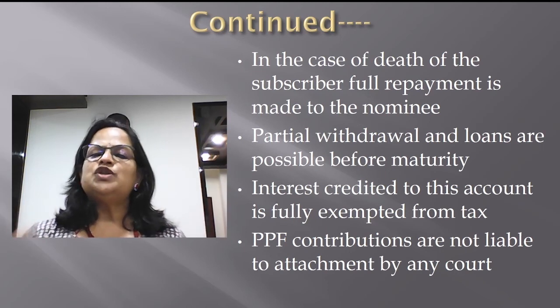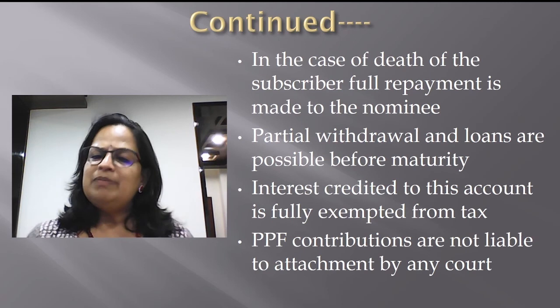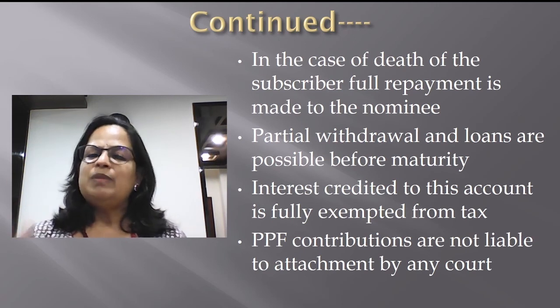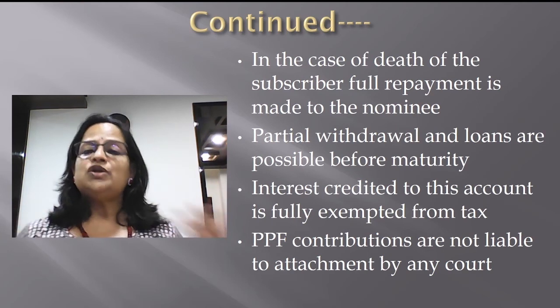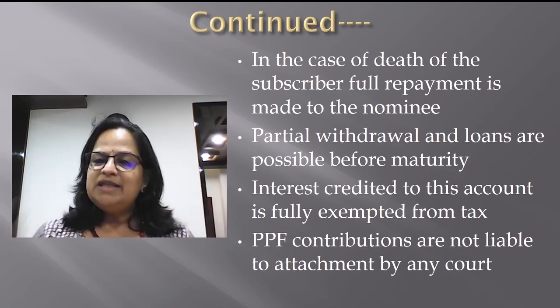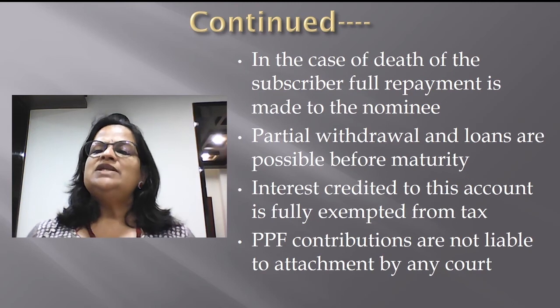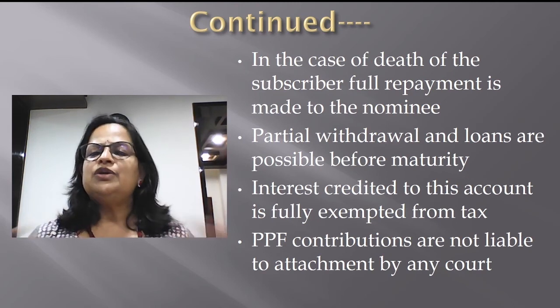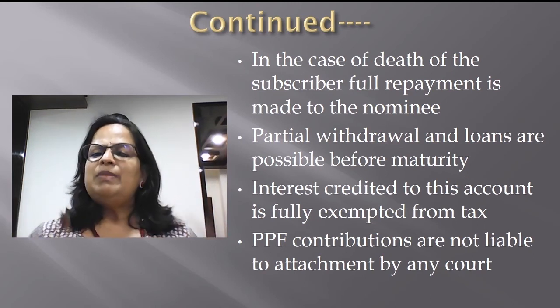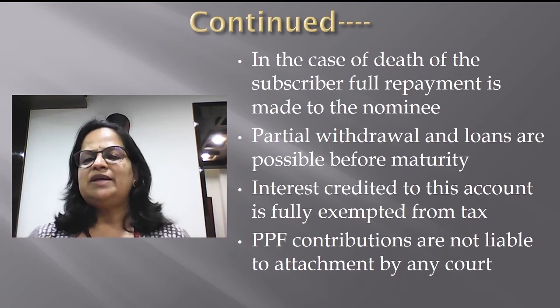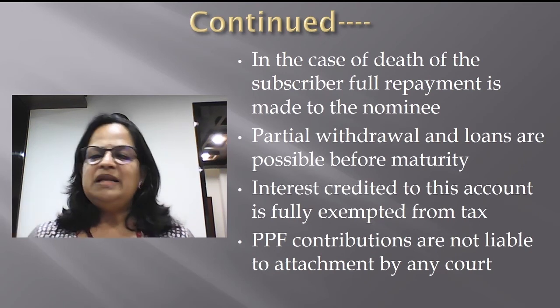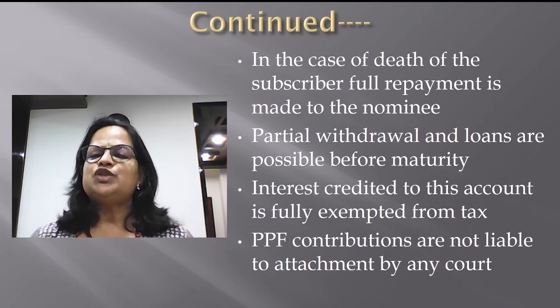Next, loans are possible before maturity. After completing 7 years of payment for public provident fund, you can start taking loans. So you know that salaried employees always depend on loans. Maybe LIC loan, housing loan, vehicle loan. See, when they need money for children's education or marriage or anything like that, if a public provident fund is there, after 7 years they can go and take the loan from that. Then repayment will be there, penal interest will be there, and all that the customer has to pay.